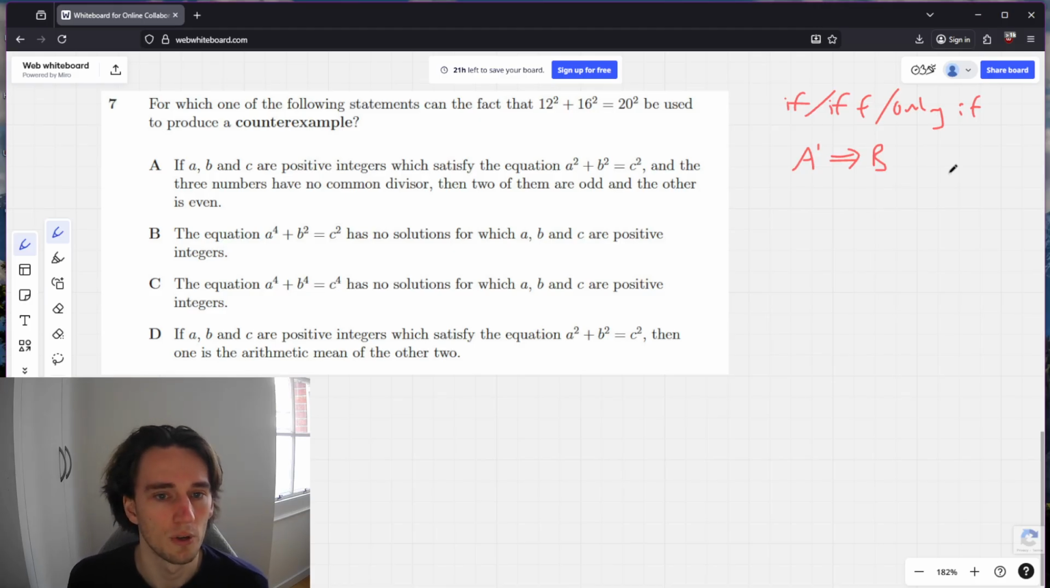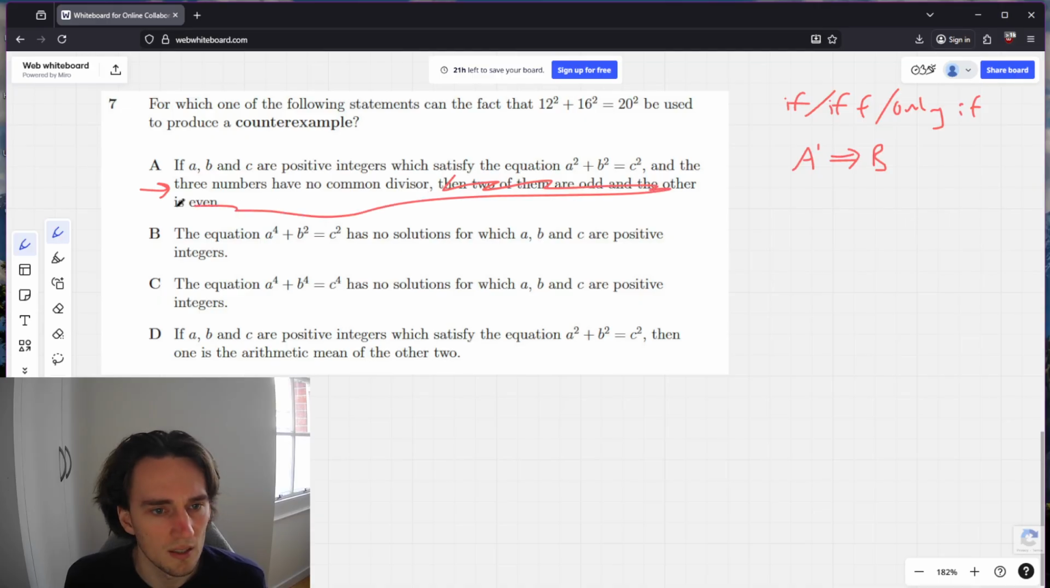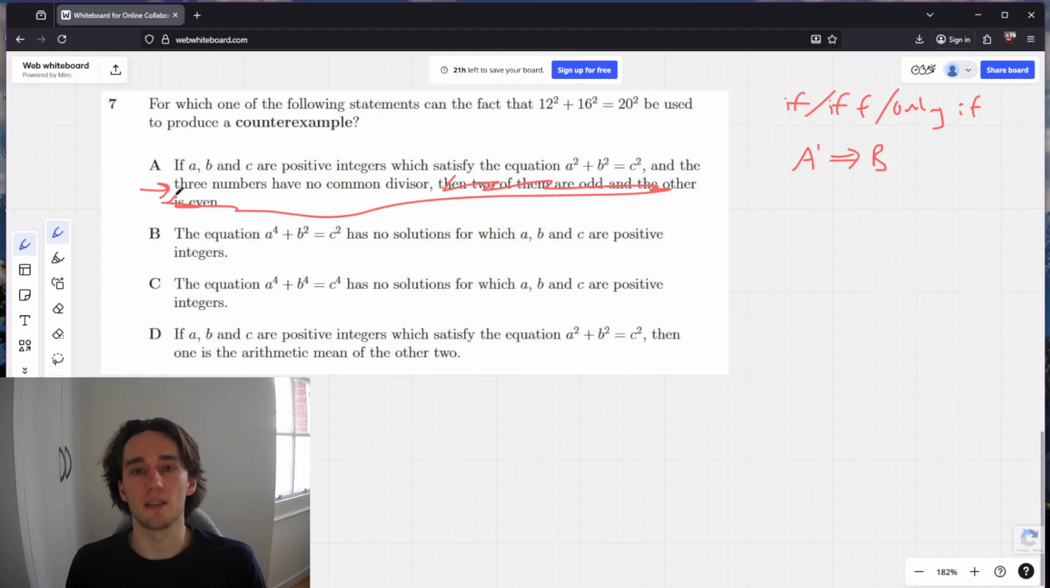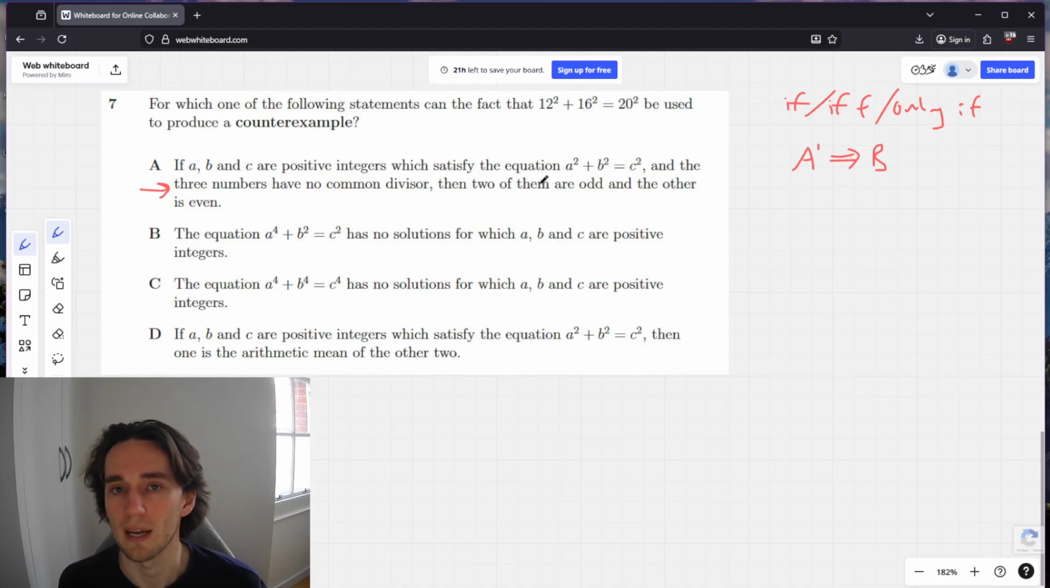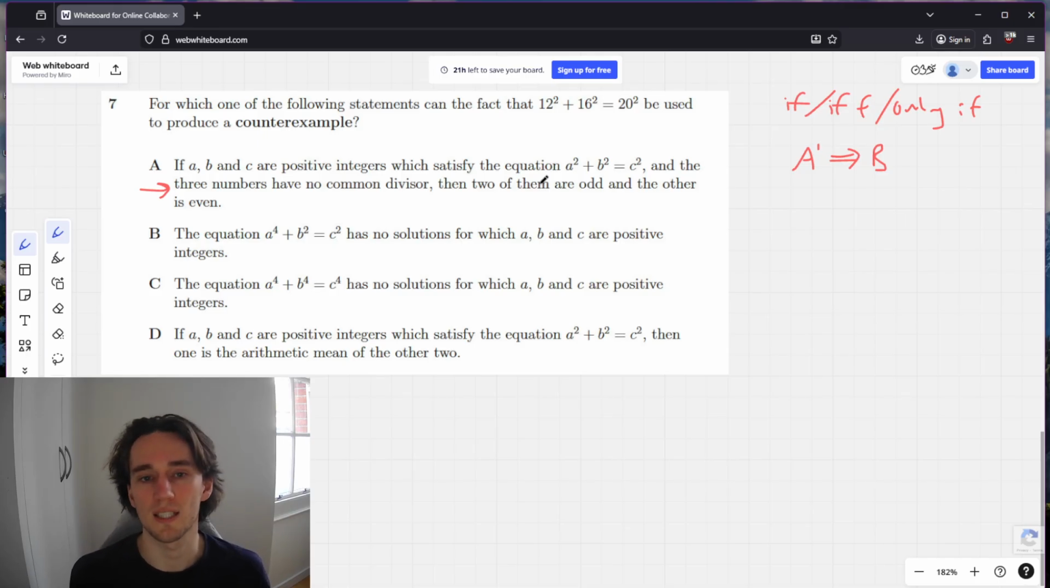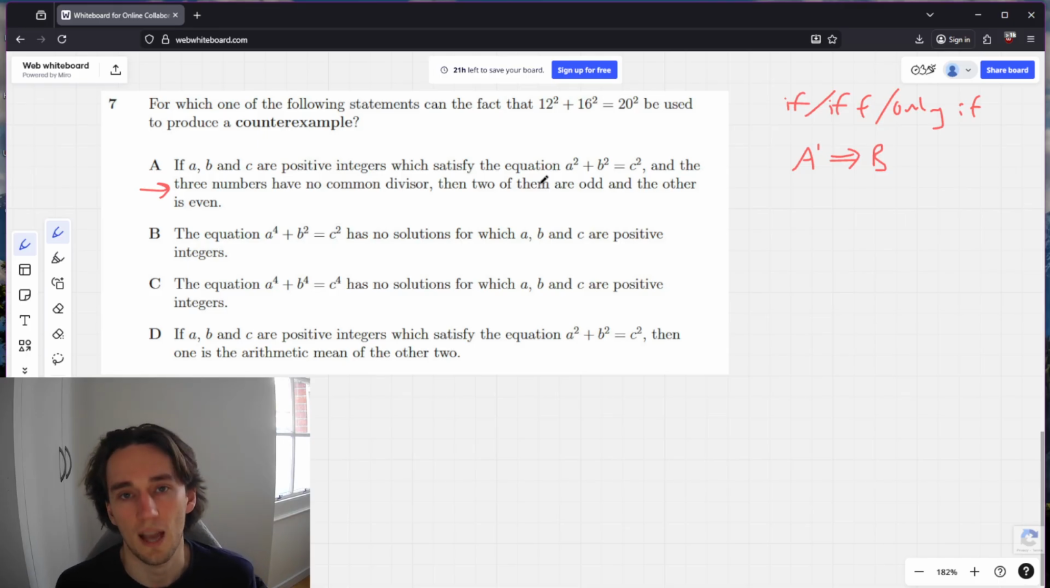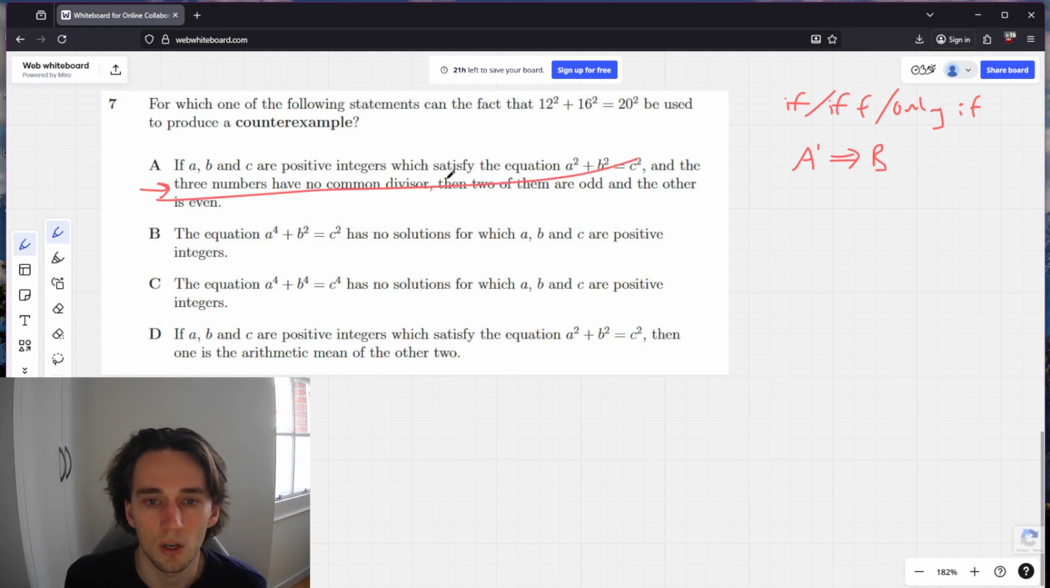So let's look through. Question A. A, B, C are positive integers which satisfy the equation, and the three numbers have no common divisor. So does this apply here? Well, no, it doesn't. We have three even numbers, don't we? So I don't even care what the rest of the statement is, because our equation does not pertain to this at all. Our equation is about numbers that do have a common divisor. So I don't care what condition we're about to impose on them, because it's unrelated to the equation. Our equation can't possibly be a counterexample of that. So it's not going to be A.